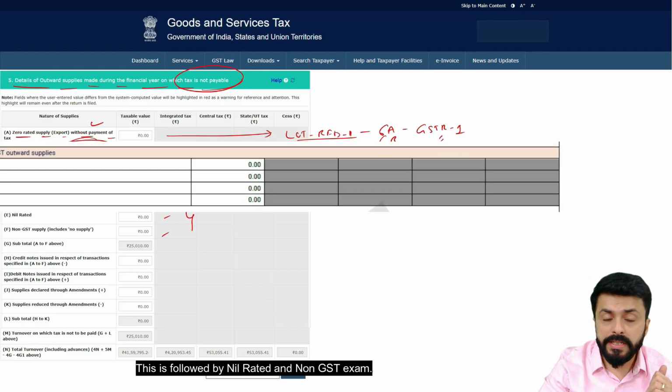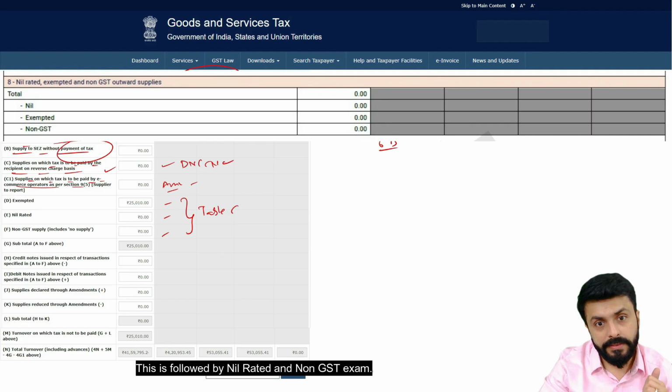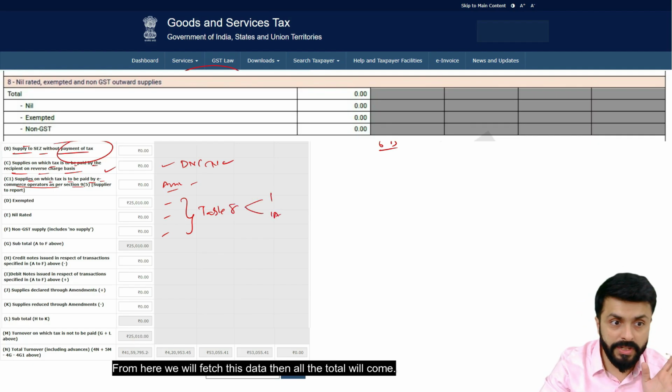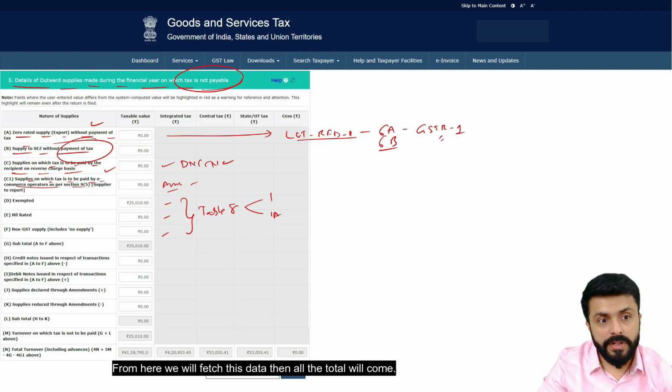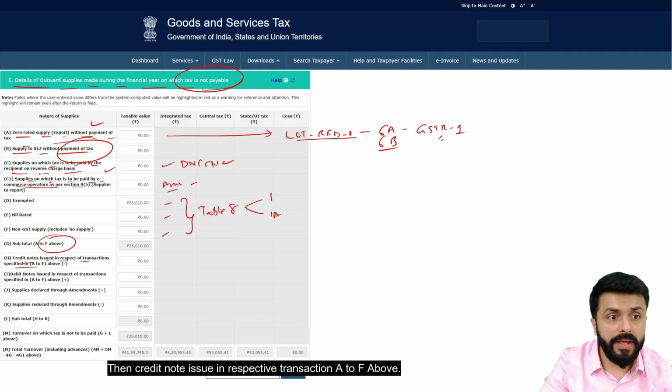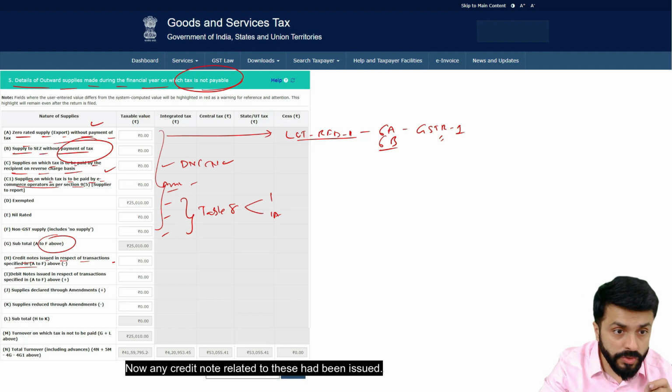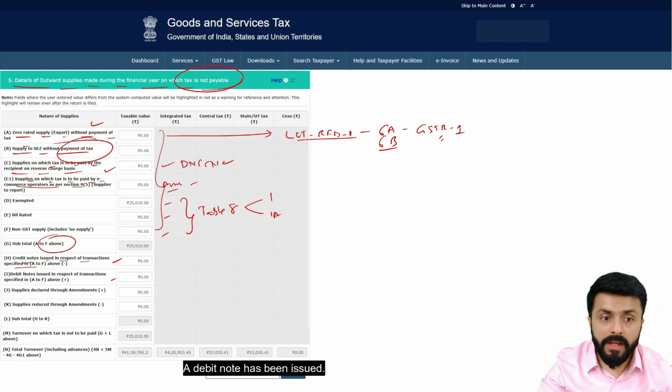This is followed by nil rated and non-GST supplies. This is our table number 8. We will take the data from here, then all the totals will come. Then credit note issued in respective transactions A to F above. Now any credit note related to these that had been issued, or a debit note that has been issued.